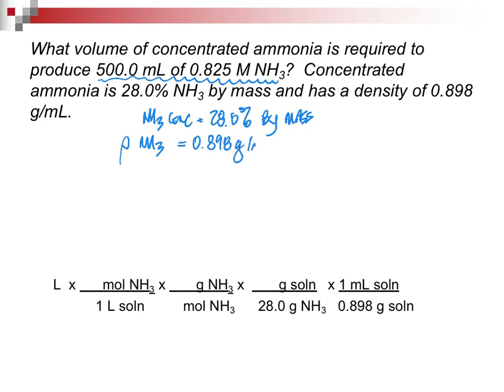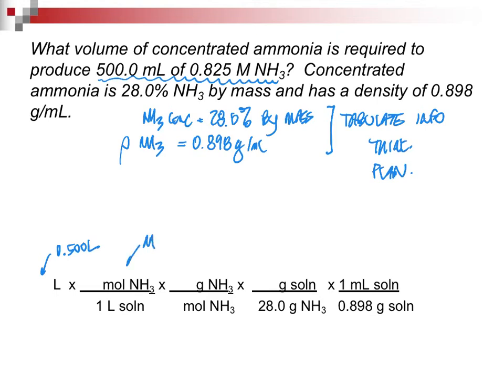0.898 grams per mL. So as we move further into the course, what you often want to do is tabulate your information. Then what you have to do is think, and after that you have to have a plan. So essentially I thought about it and then I said, what am I going to do in order to solve this problem? Well, 500 mL is 0.500 liters. That's really the one thing that they told us. The other thing they gave us is the molarity that we desire: 0.825 moles of NH3 per liter of solution. So both of these are givens.